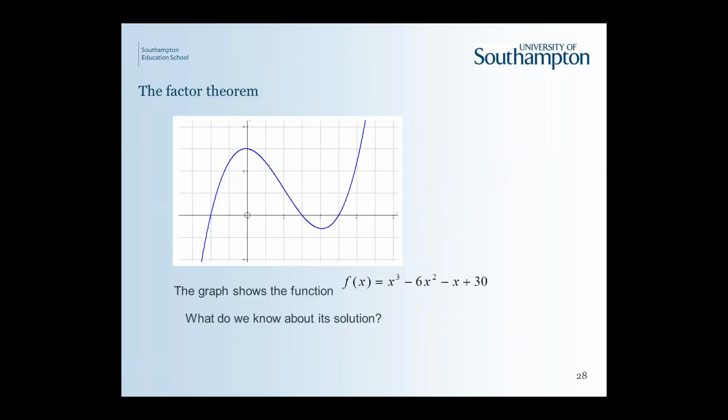So let's get on to these theorems that it's talking about. Nothing too complex, really. The factor theorem. Here we have a graph. It's the function x cubed minus 6x squared minus x plus 30. What do you know about its solution? What do I mean? What is the solution?